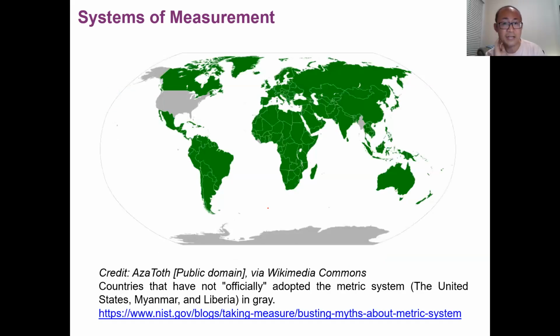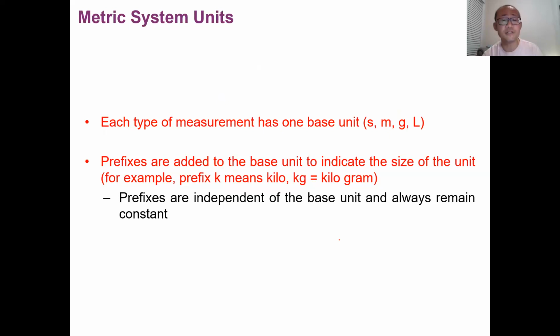Okay, here's a map showing that almost the whole world is adopting the metric system. The countries that are still using the English system are in gray. One of them, of course, is the United States. Another two countries are Liberia and Myanmar, I think that's how I pronounce it. Myanmar is an Asian country. So these three countries are currently not using the metric system, but all the green colored countries have already adopted it, including Europe.